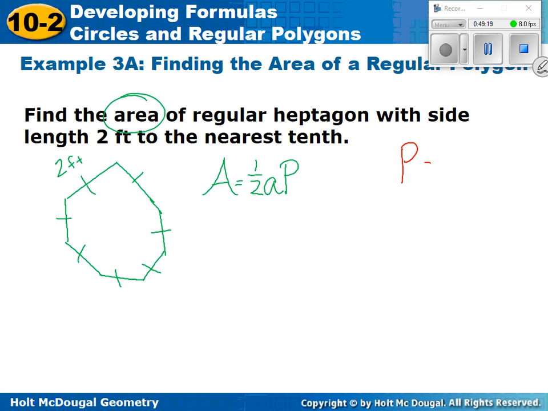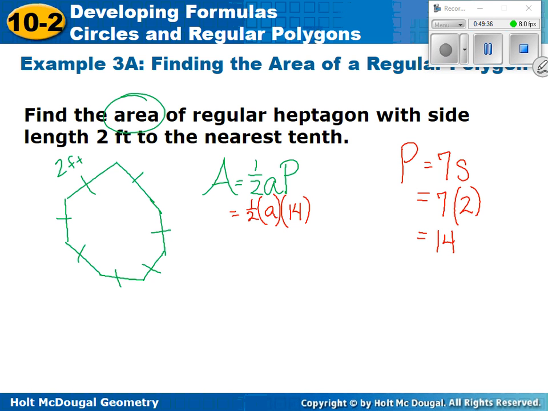Perimeter would be 7 times the length of each side. What's the length of each side? What's 7 times 2? 14. So that part's pretty easy. Plug it in. What we don't know right now is the apothem. We need to find it.